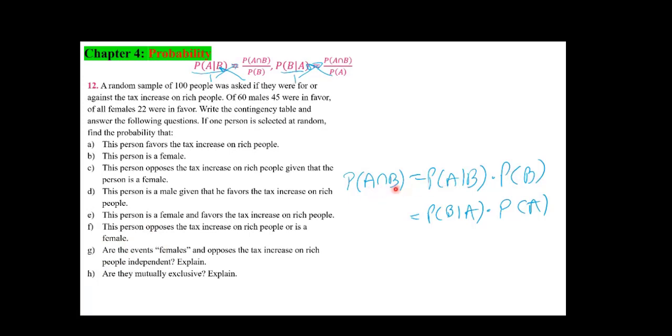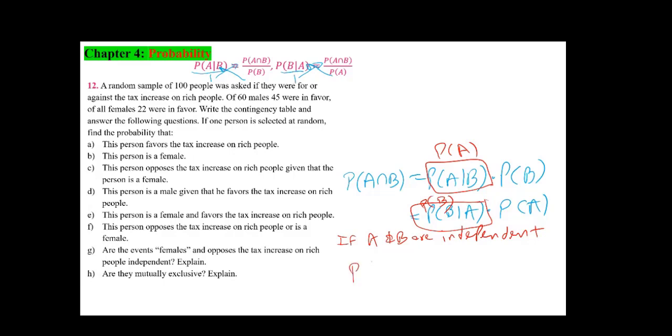If A and B are independent, then this changes to probability of A, and this changes to probability of B. And simply put, probability of A intersection B becomes the probability of A times the probability of B. So that's important for everybody to know, because again, in this example, we encounter that, and this independence plays a huge part in probability theory. So let's see how we move on.